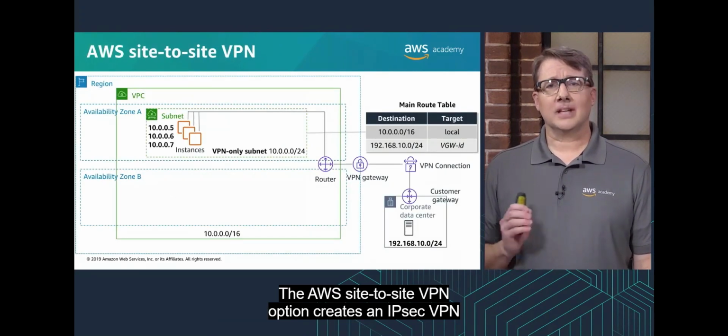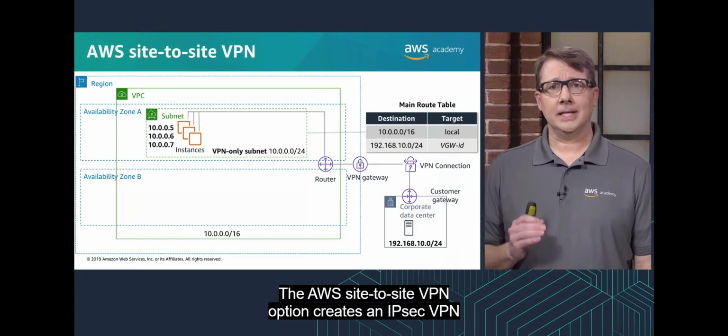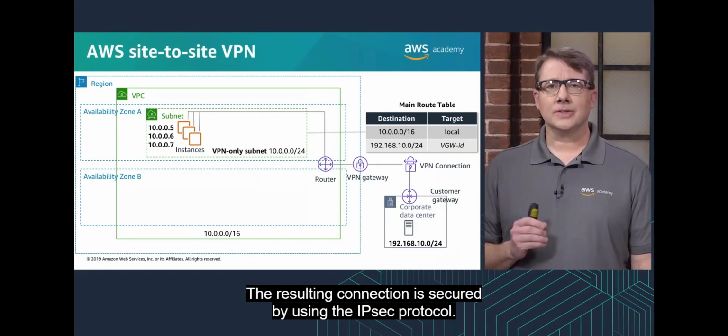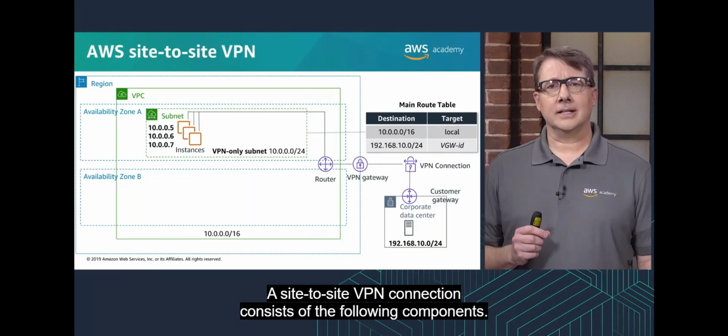The AWS site-to-site VPN option creates an IPsec VPN connection between remote customer networks and their VPC over the internet. The resulting connection is secured by using the IPsec protocol. A site-to-site VPN connection consists of the following components.